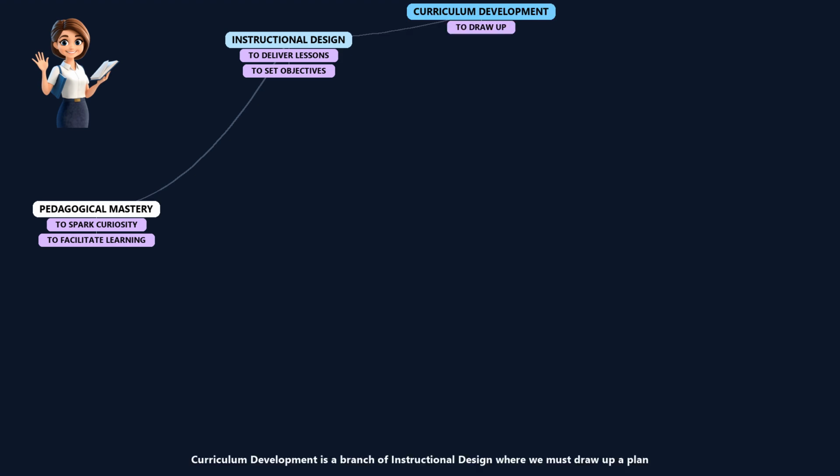Instructional design. As a core pillar of pedagogical mastery, instructional design involves the skill to deliver lessons and set objectives for every student. In simple terms, we are giving our classes and deciding on our goals. Curriculum development. Curriculum development is a branch of instructional design where we must draw up a plan and tailor content for different ages. This means making a big plan for the year and changing the stories to fit the kids.